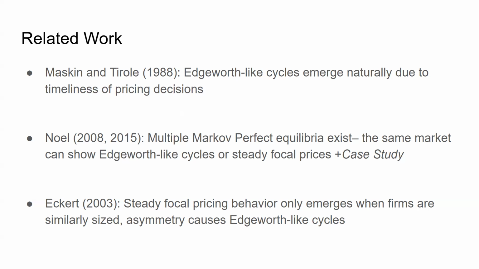And then finally, Eckert displayed that you can only see steady focal pricing behavior when all the firms in one market are similarly sized. And what he claims causes Edgeworth-like cycles is asymmetry, as in different firms have different price elasticity coefficients, where two different firms can have the same price, but one of them will just get more demand because they're a bigger firm. And apparently, this is what causes Edgeworth-like cycles. You'll see further in this presentation that my findings do not align with that, and we'll discuss why.